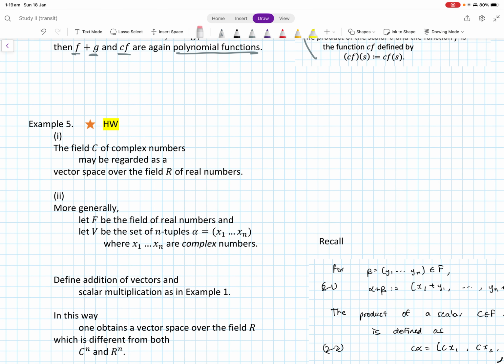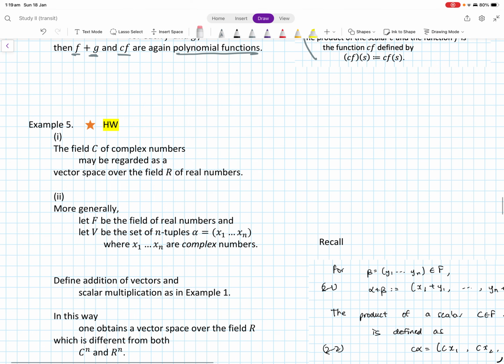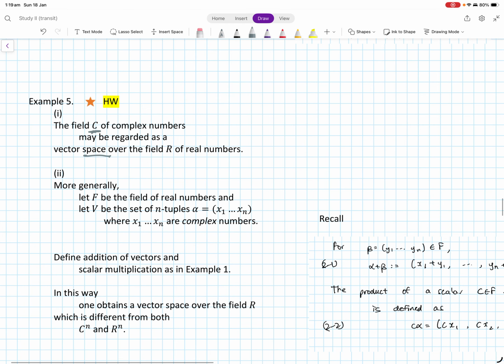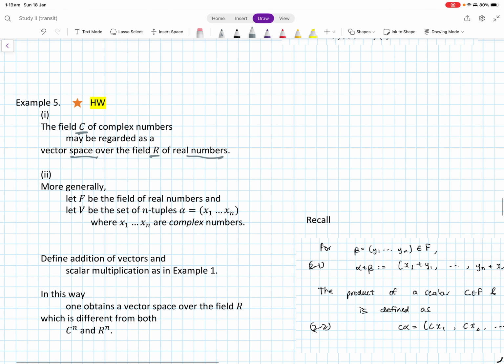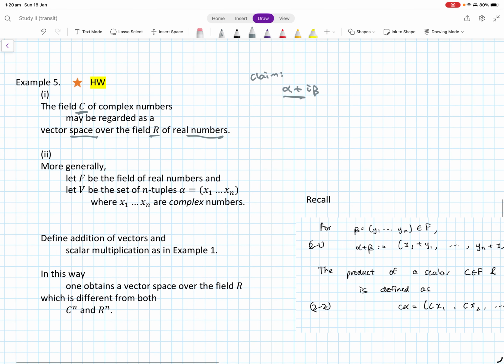Example 5 is saying that the field C of complex numbers may be regarded as a vector space over the field R of real numbers. So the claim is that alpha plus i beta can be seen as a vector space over the field R of real numbers. This is an exercise, I leave it as an exercise.